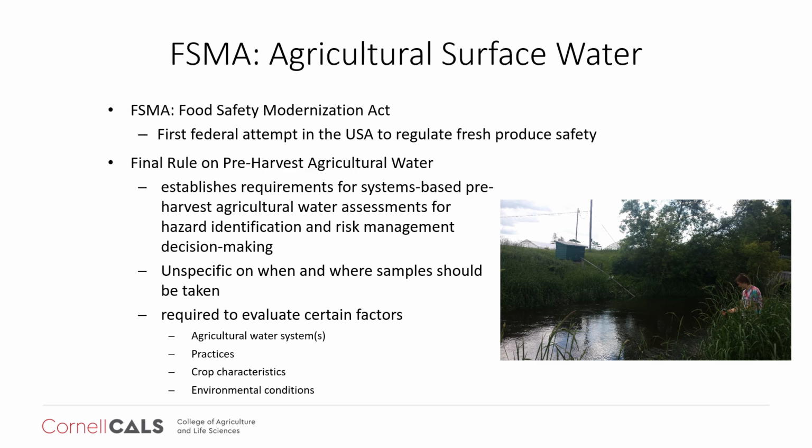An example of crop characteristics is the susceptibility of covered produce to surface adhesion or internalization of hazard. So basically, different produce types intrinsically have different risk levels. Examples of environmental conditions include precipitation, air temperature, and solar radiation, which were previously associated with pathogen prevalence.